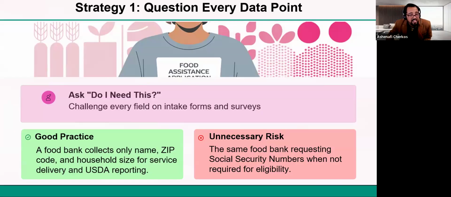So for example, I will later show you a slide, the change made by the food bank. So for example, a food bank really only needs a name, or zip code, and a household size to meet reporting needs, and collecting social security numbers unless required creates unnecessary risk and other information, right? So we need to ask whether we need that specific information for service or compliance or reporting. If the answer is no for all these questions, then we don't need to collect it.